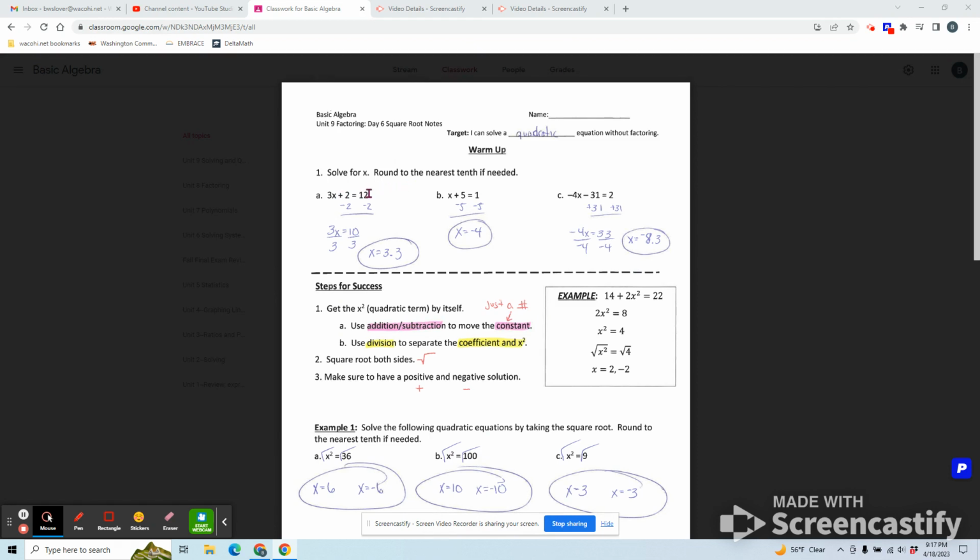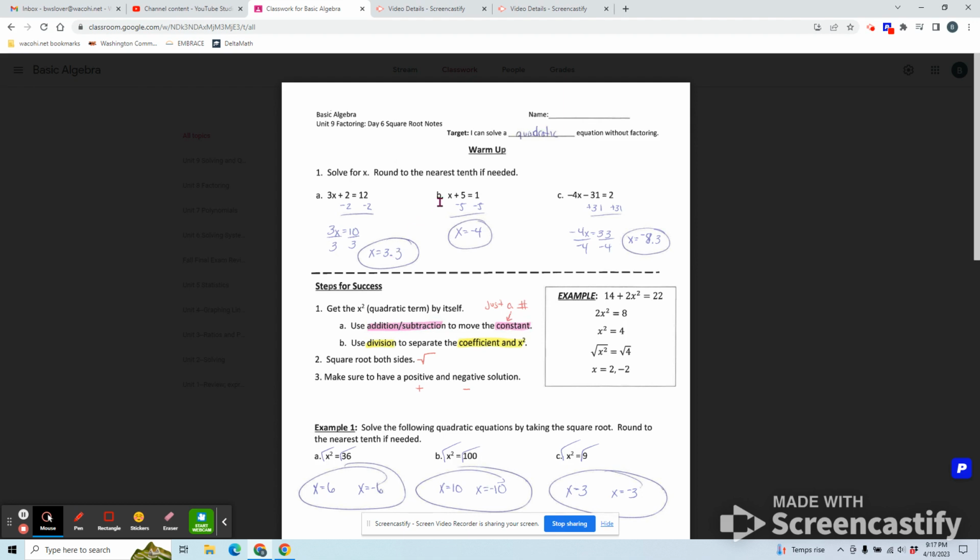So 3x plus 2 equals 12. I've got to get the x term by itself. So I move this 2. I subtract it from both sides. And then to undo that multiplication, I divide by 3. It is okay that we got 3.3.